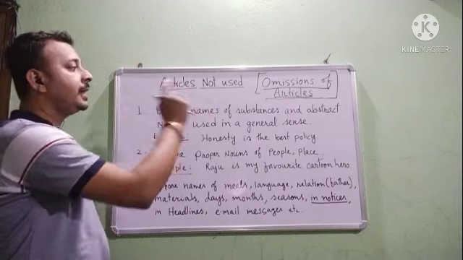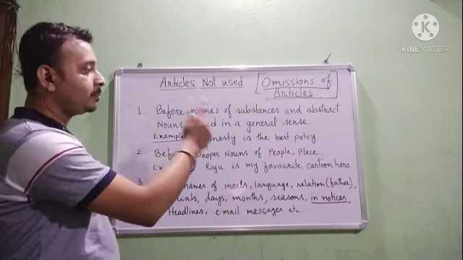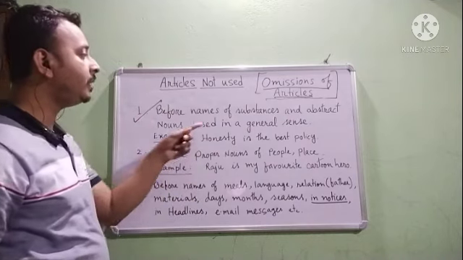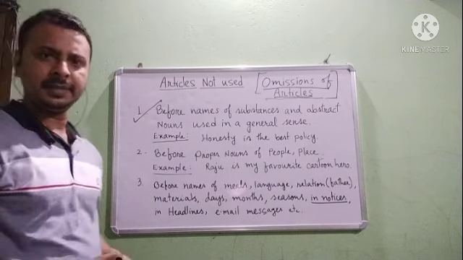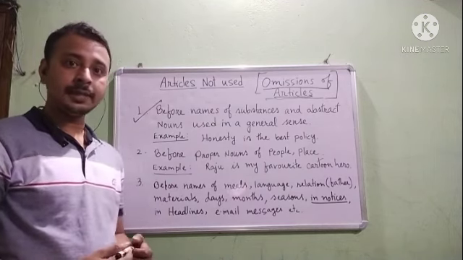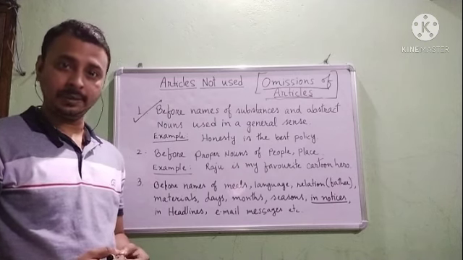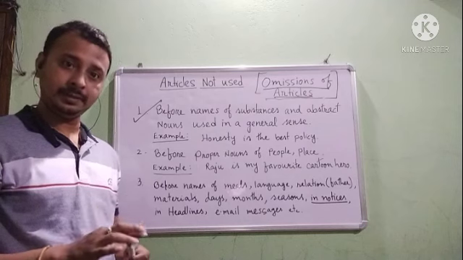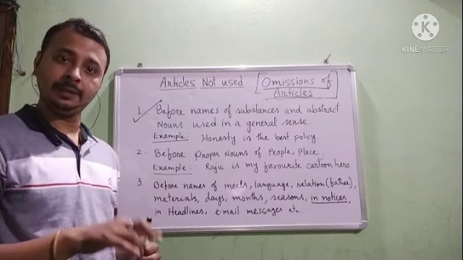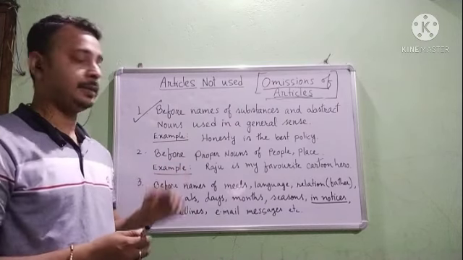First of all, before names of substances and abstract nouns used in general sense. So what does it mean? Before names of substances, it may be a substance like sugar, salt. Okay, we don't say the sugar is sweet. We say sugar is sweet. So in that sense we don't use an article. Or we cannot say a sugar is sweet. We don't use articles with substances.